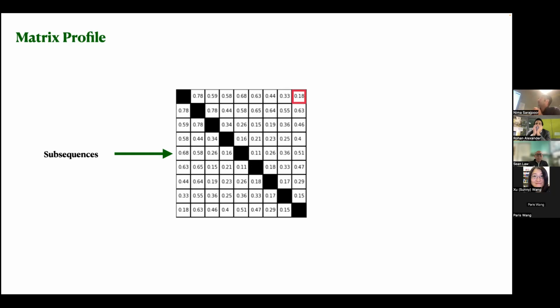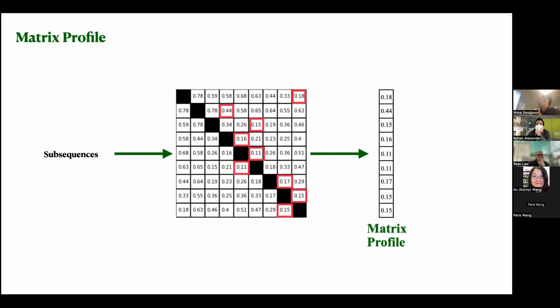So if I go, for example, to the second row, that is basically the distance between the second subsequence and its first nearest neighbor. And I can do that for all other subsequences. So basically, I'm going to find the lowest value per row, and then I put them together and create a vector. And this is what we call the matrix profile, which basically shows the distance between each subsequence and its closest subsequence.